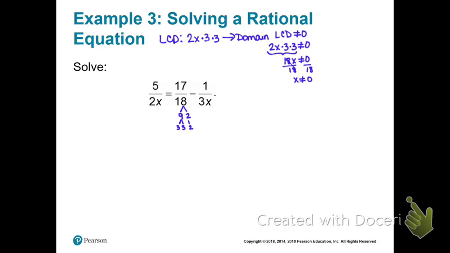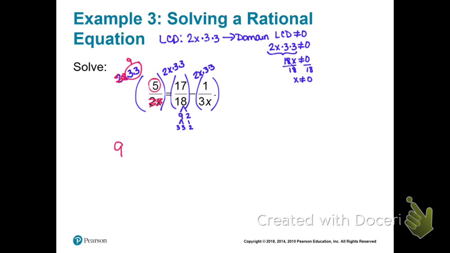All right, everything else is the same now. We've got our least common denominator, that 2x times 3 times 3. We're going to multiply all 3 terms here by it. My first fraction had a 2x on bottom, so the 2 and the x are going to cancel. So we're left with 3 times 3 on the outside. What is 3 times 3? So I have 9 on the outside times 5 on the inside. It's an equal to.